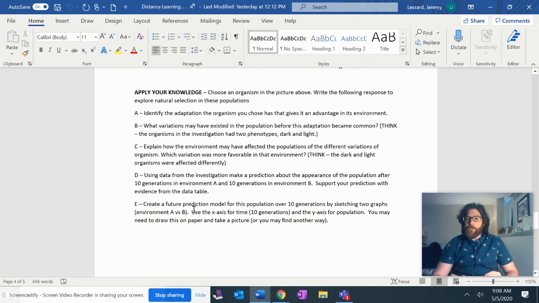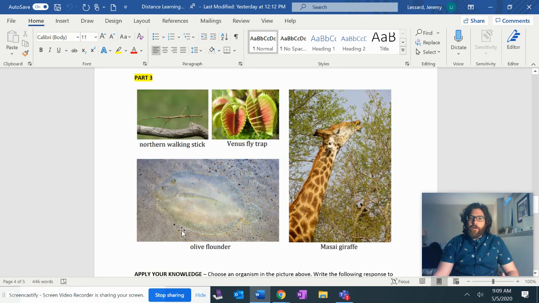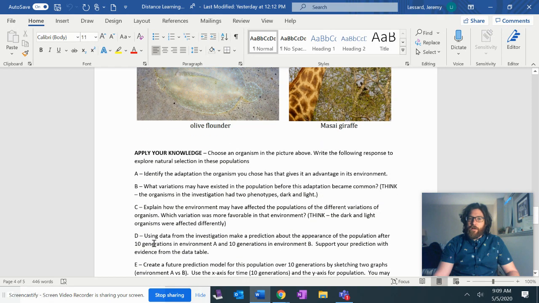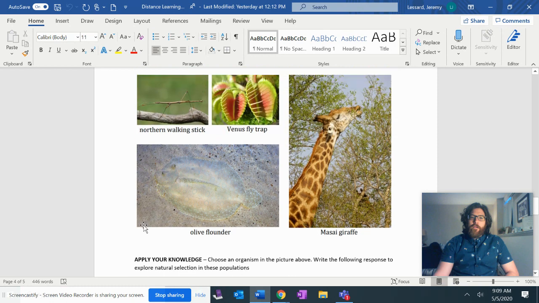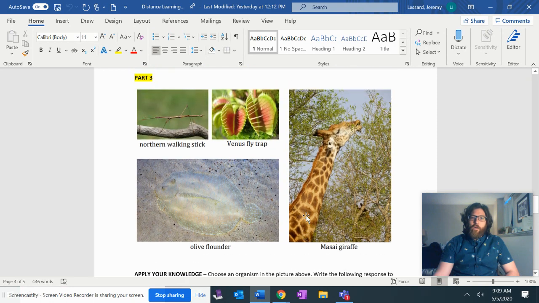I want you to write your response in separate sections. And in part A, you are just picking one of these organisms that you're going to write the whole response about. So think about it, plan it out, read the whole thing first. Think about which organism you want to do, and think about what adaptation makes them successful in their environment. They all have a pretty characteristic adaptation.